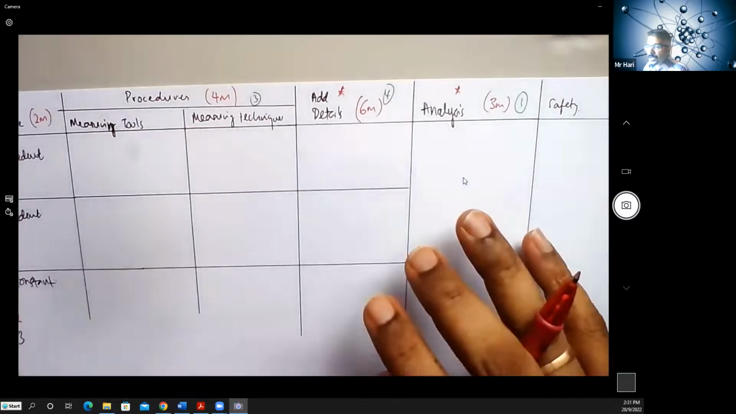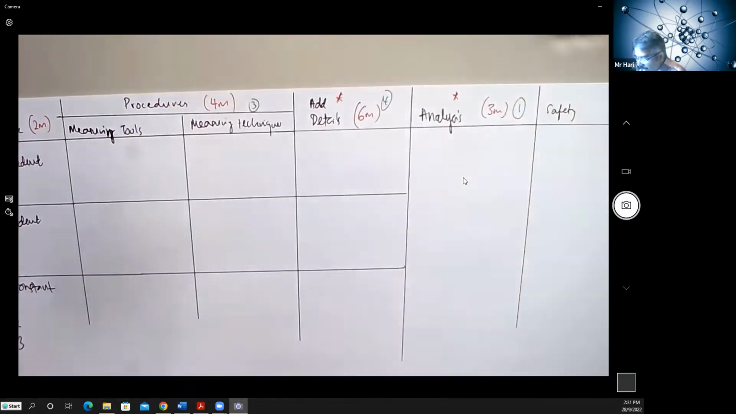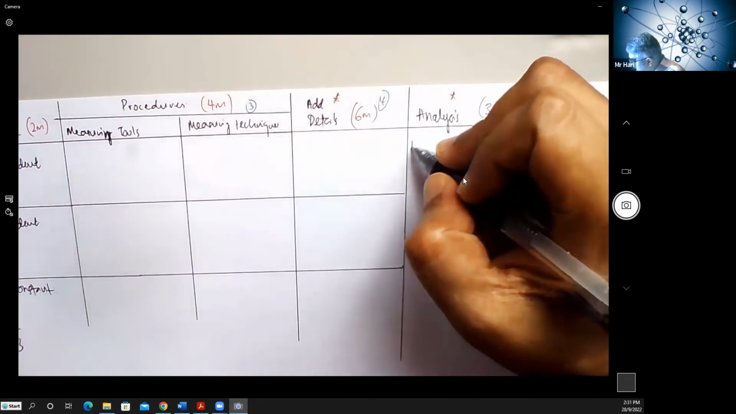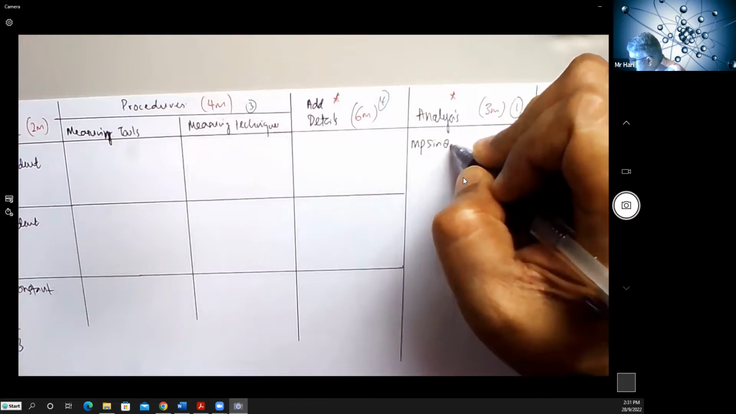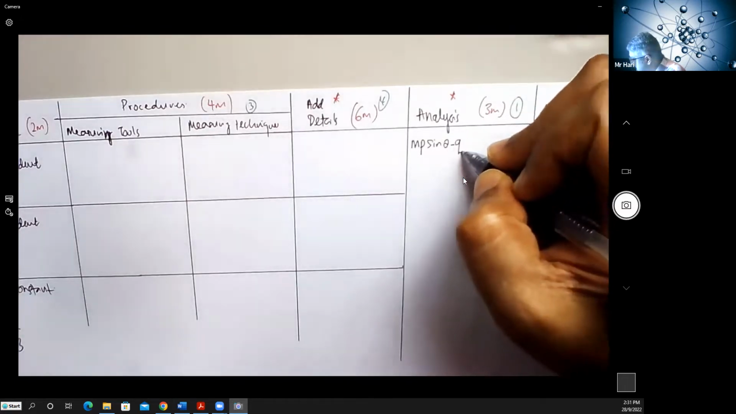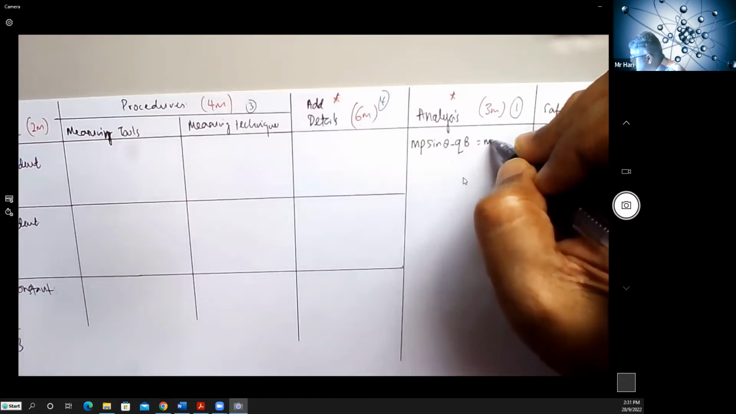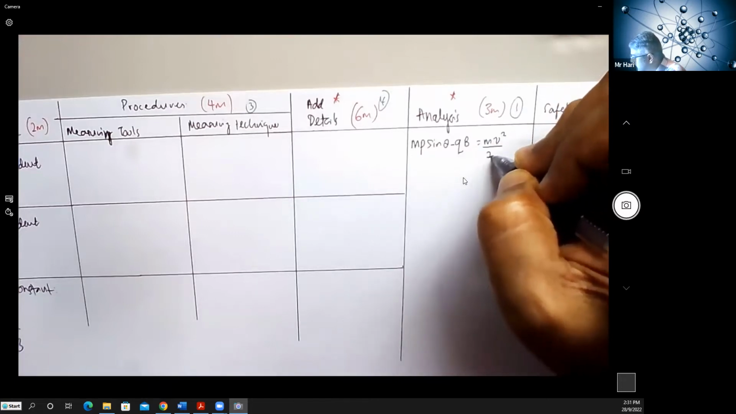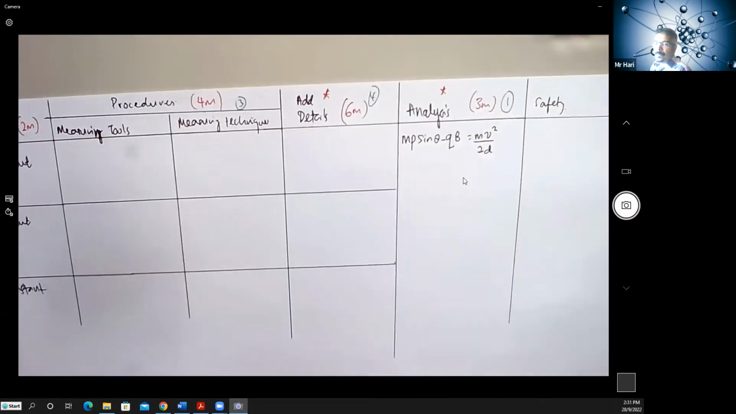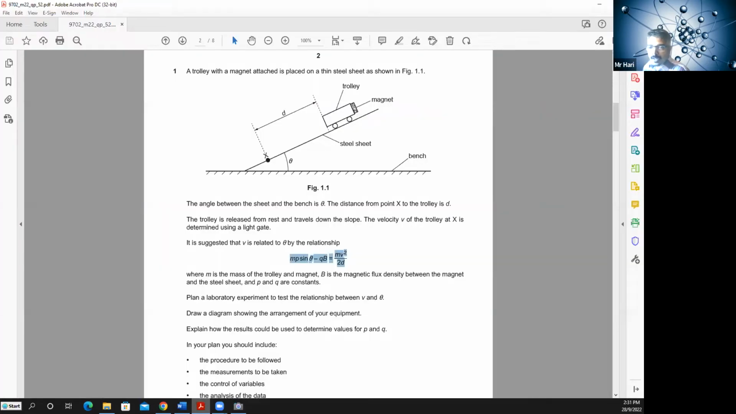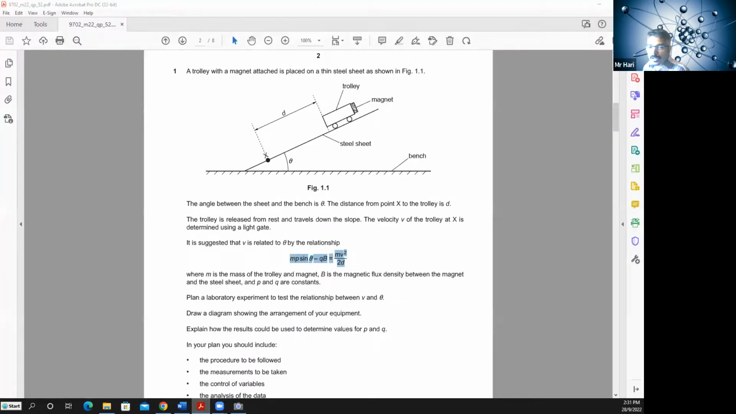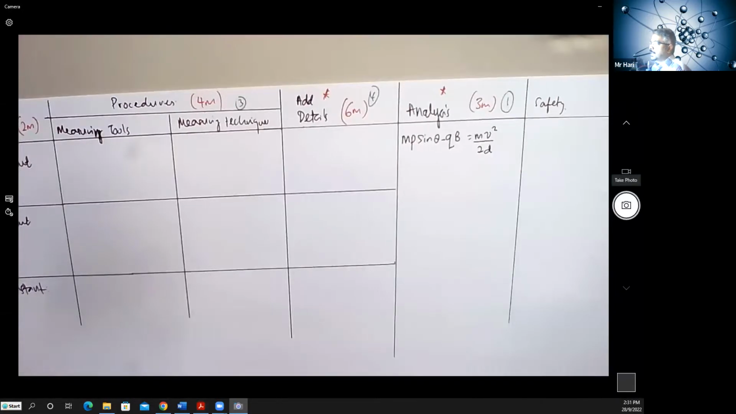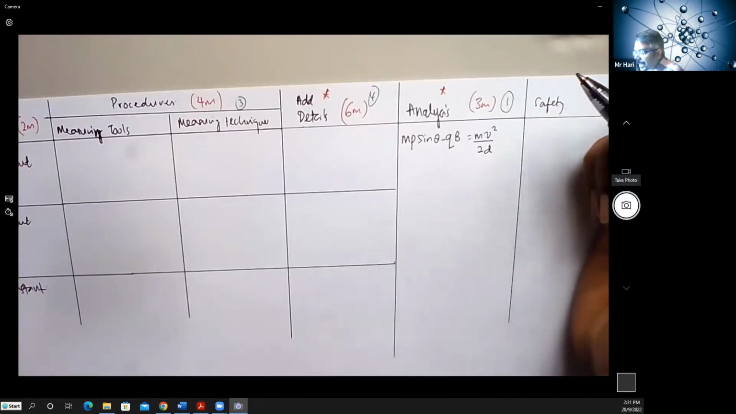Okay, so let's look at the analysis. You are given the formula mp sine theta minus qb equals to mv squared over 2d. This is the formula given. So we need to rearrange the equation.